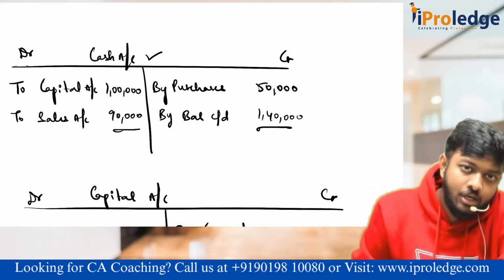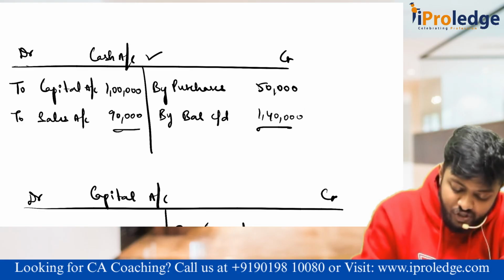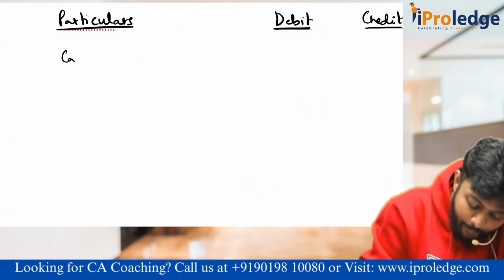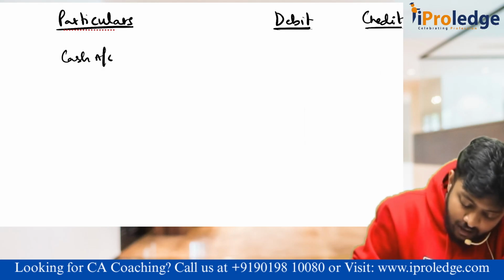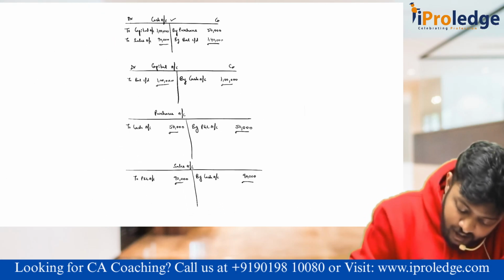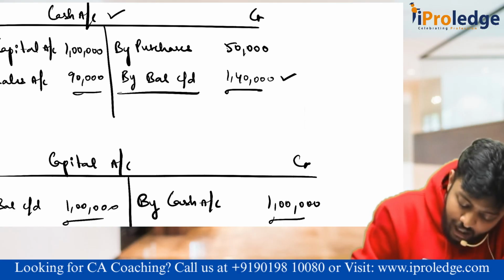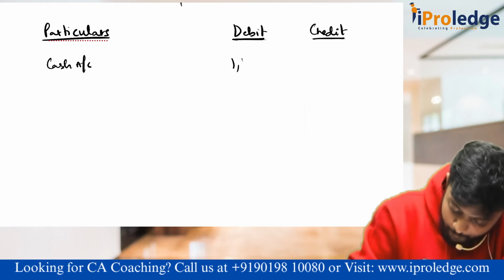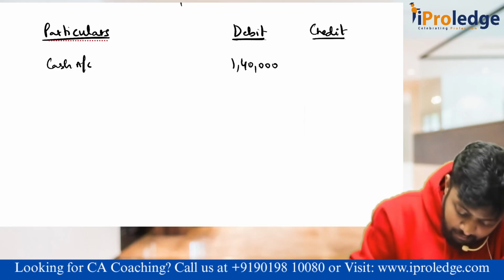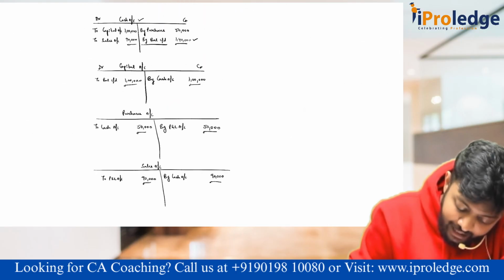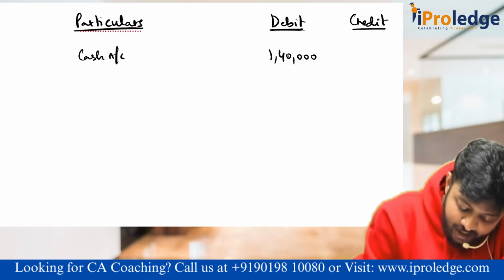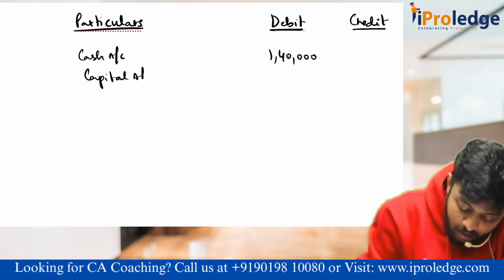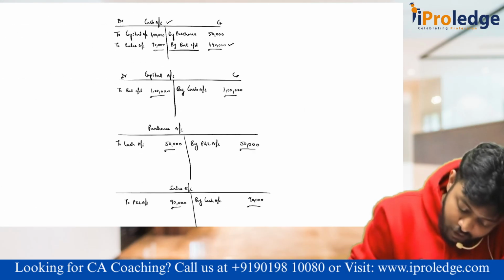Now the cash account. Cash comes on the asset side of the balance sheet, so it will have a debit balance. Cash account has a balance of 1,40,000. See, just now we balanced it. It has a balance of 1,40,000. So it will come on the debit side. Then we have capital. Capital comes on the liability side, so it has a credit balance. Capital, 1 lakh.